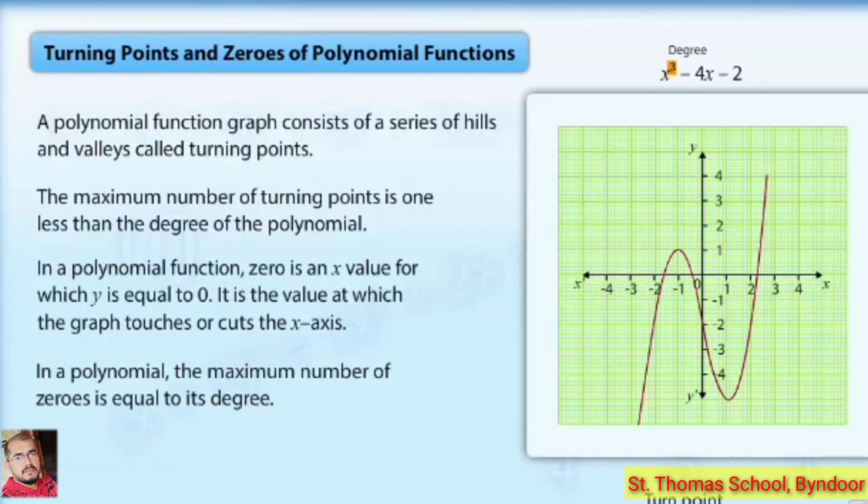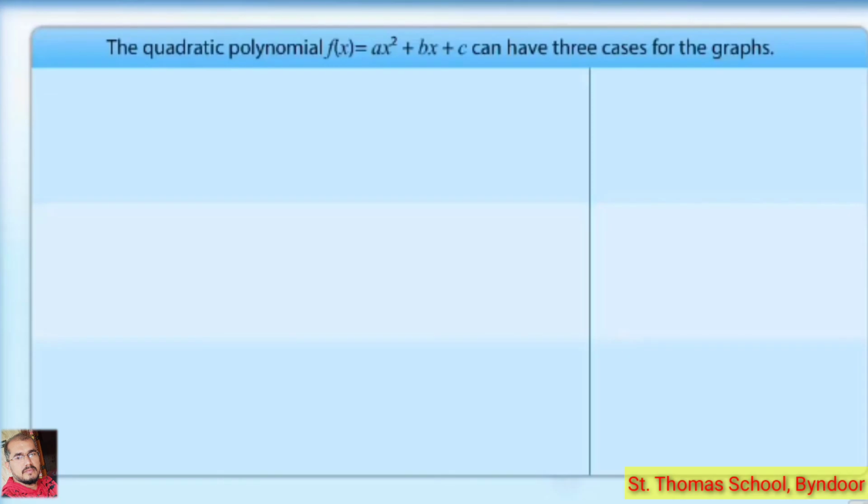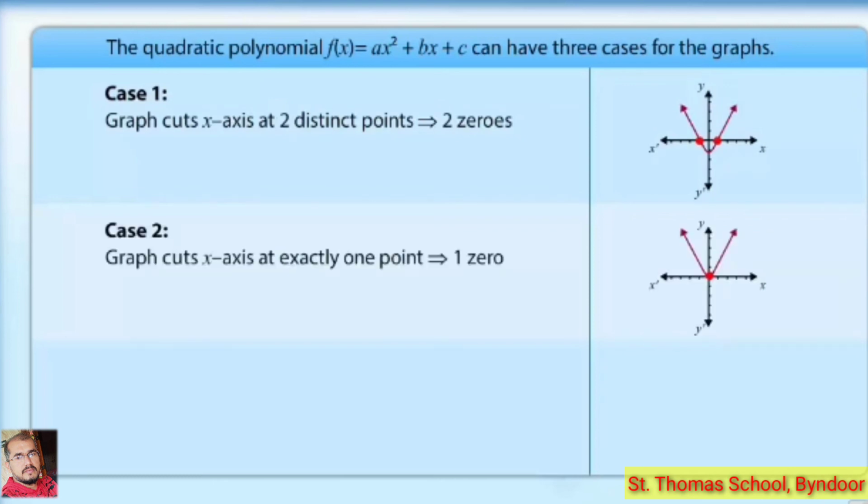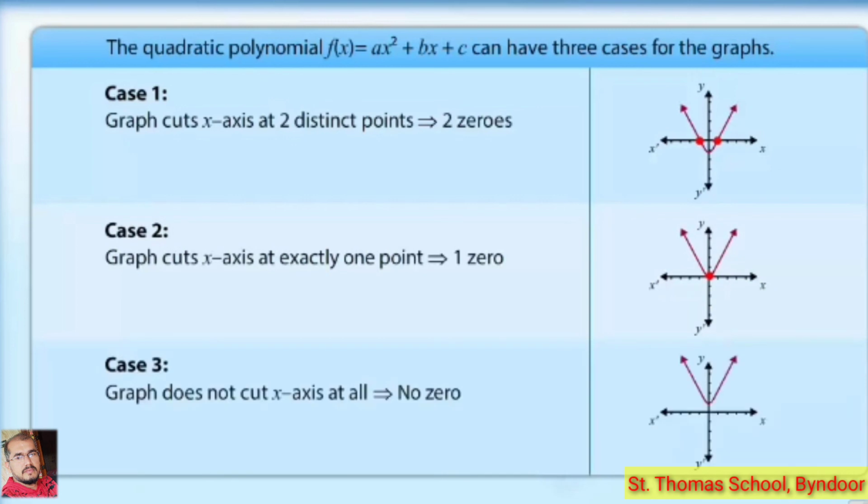The quadratic polynomial f of x is equal to ax square plus bx plus c can have three cases for the graphs. Case 1. There are two zeros where the graph cuts the x-axis at two distinct points. Case 2. There is 1 zero where the graph cuts the x-axis at exactly 1 point. Case 3. There are no zeros when the graph does not cut the x-axis at all.